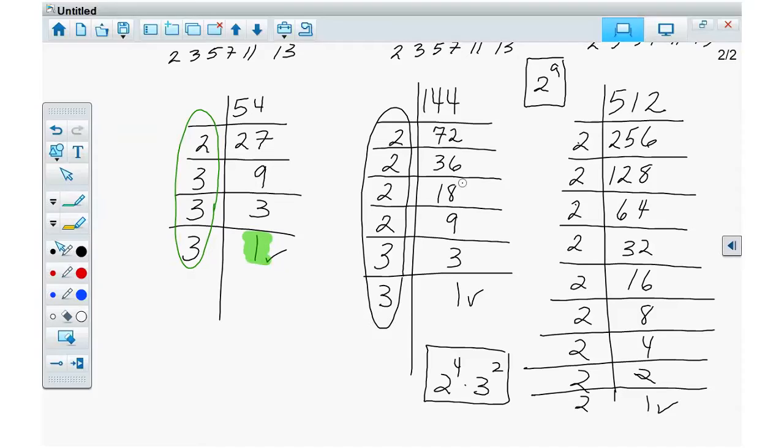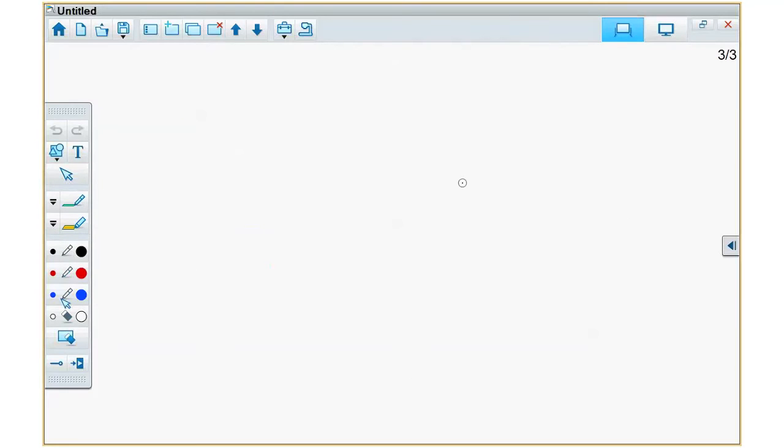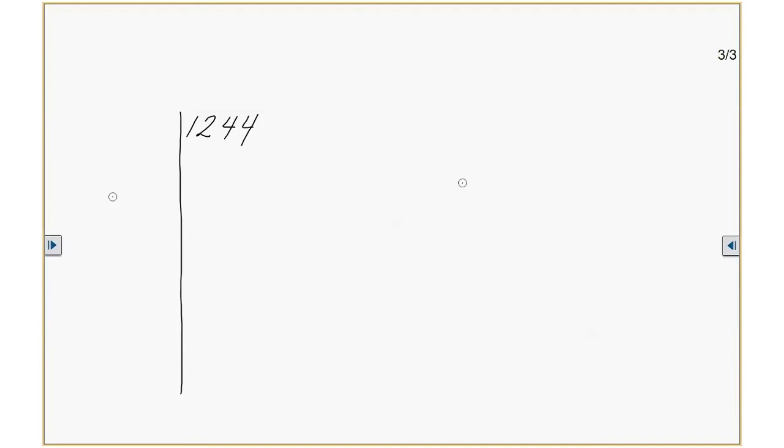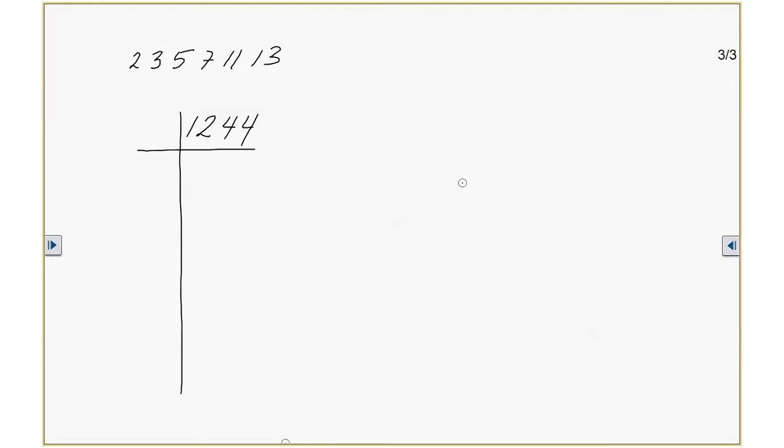Let's do a nerd. Ready? Let's do 1,244. You might as well quit on this, because that's got 4 digits. That's too difficult. Just quit. Ain't no sense in trying.